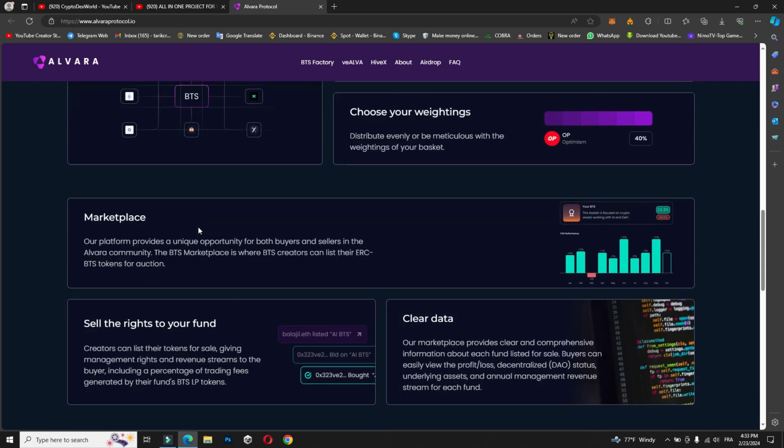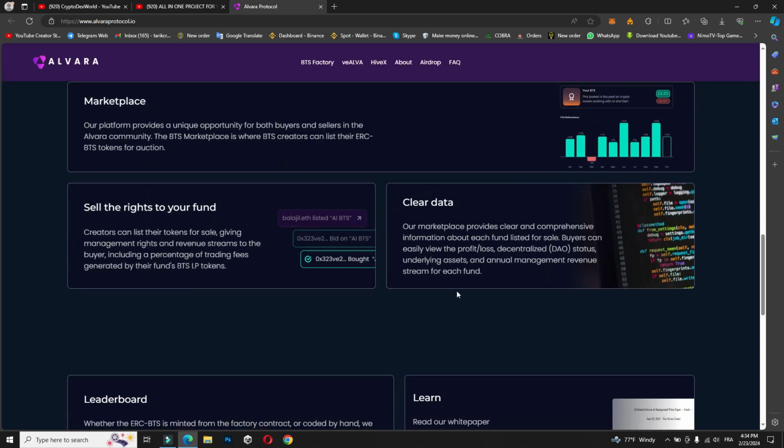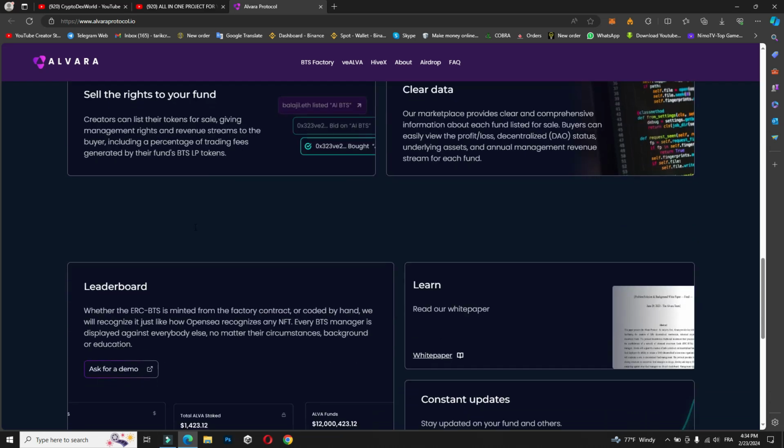So the marketplace of this is: our platform provides a unique opportunity for both buyers and sellers in the Alvara community. The BTS market is where BTS creators can list the ERC BTS token for auction. Ladies and gentlemen, the clear data is here, and also you can sell the rights to your funds.